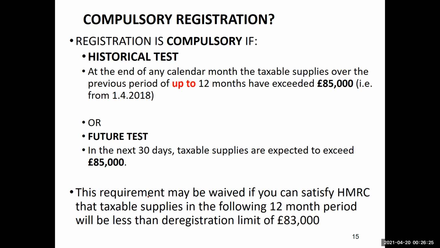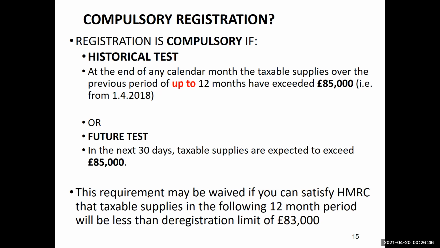So not strictly from January to December or from April to March. No, not strictly. Just count backwards and see any of the immediately previous 12 months period. If the turnover, taxable supplies or turnover, exceeds 85,000, then it's compulsory.